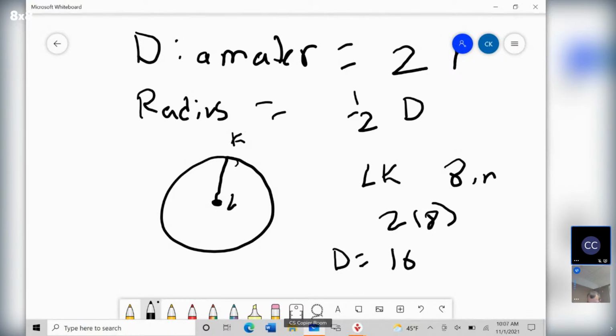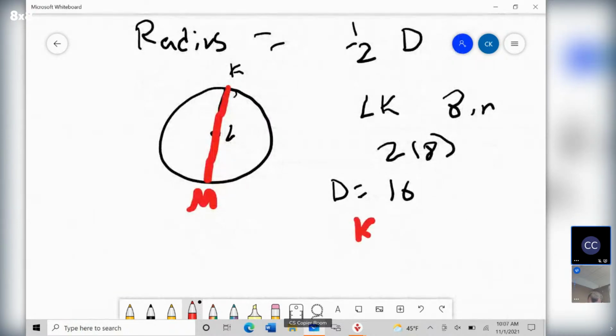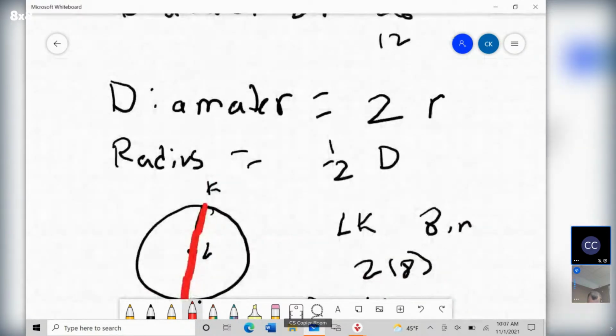So if we go KM, we're going to know that KM is 16, just based on our basic formulas of radius and diameter. So just always keep in mind the radius is half of the full diameter. The diameter goes all the way through the circle. The radius only goes halfway through the circle.